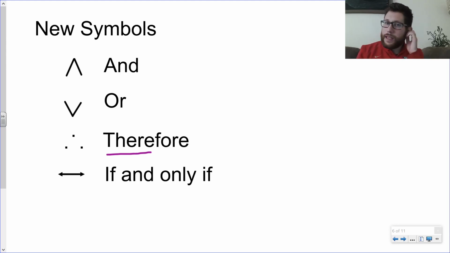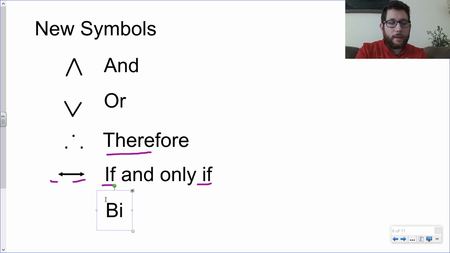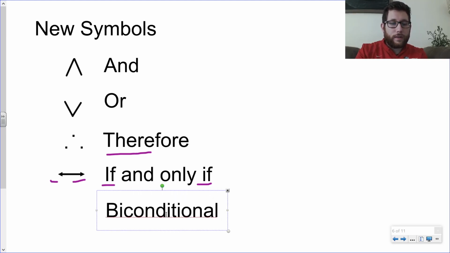All right, the last one is if and only if. Now notice I've got two ifs. And I've got two arrows. Remember the one we did before, with an arrow means implies. Well, if an arrow means implies or if then, one arrow means one if, two arrows means two ifs, and this is something fancy we call a biconditional. See if I think I spelled that right. Biconditional. I think that looks good.